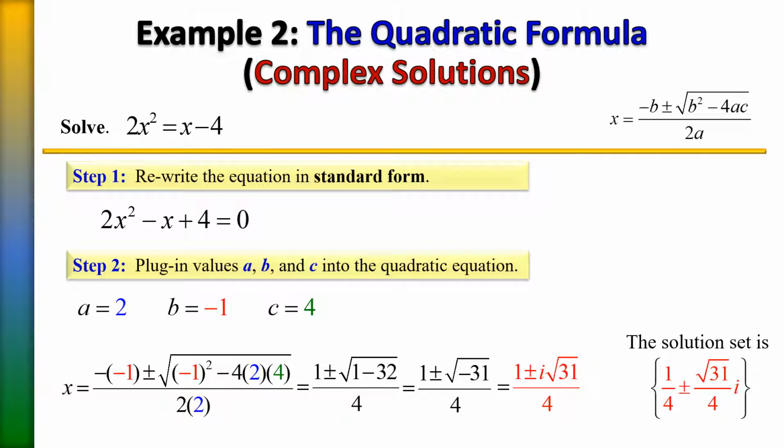You could also write your solution as placing the common denominator of 4 underneath both terms. Because notice up top you have two terms. You have 1, and then you have on the other side i square root of 31. Well, if you place the 4 underneath both terms, that's called writing it in standard form. So you would have your real number first, which is 1/4, and then you have plus or minus square root of 31 over 4 i.